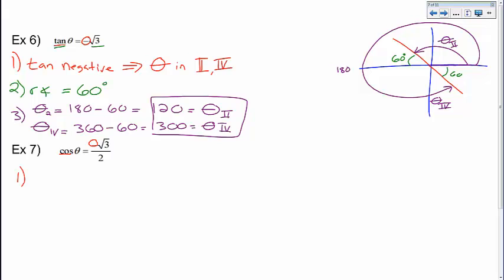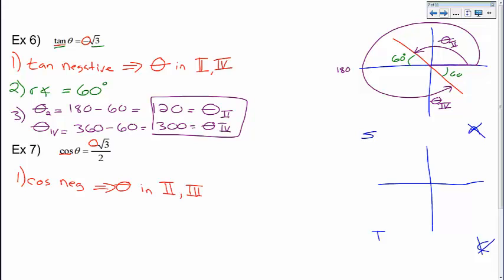In example 7, I'm given cosine of theta equal to a negative value. In other words, cosine is negative. If I draw my quadrants and label it with my mnemonic, add sugar to coffee, I can remember that cosine is positive in 4 and in 1, which means that the angle theta must lie in quadrant 2 and in quadrant 3, because these are the quadrants where the cosine function is negative.